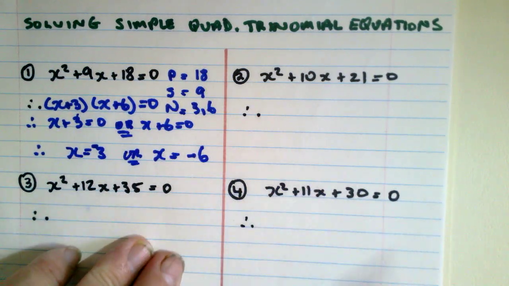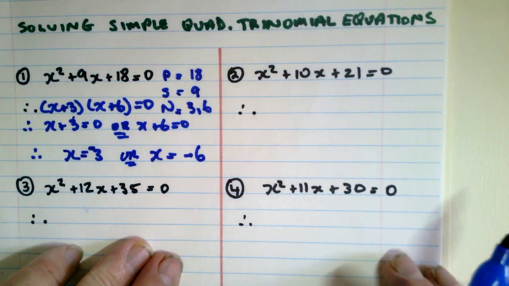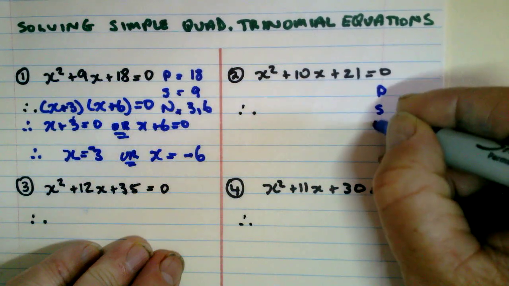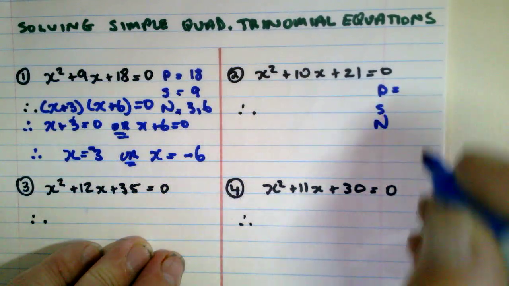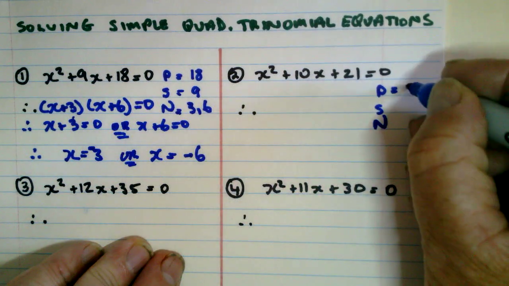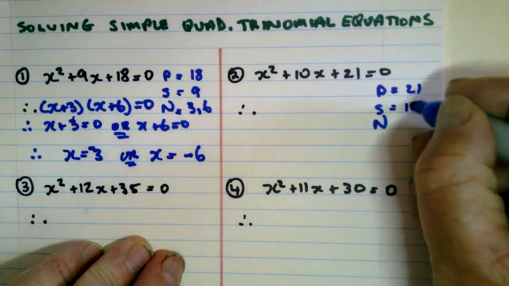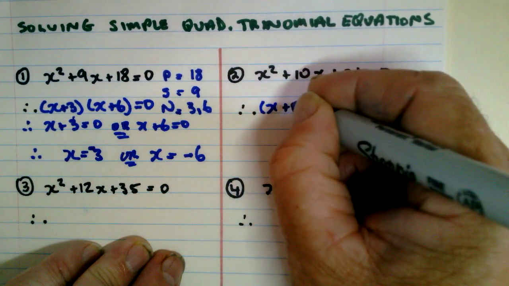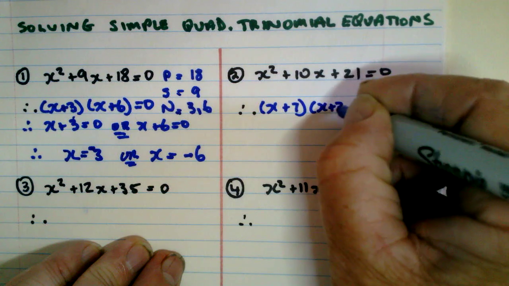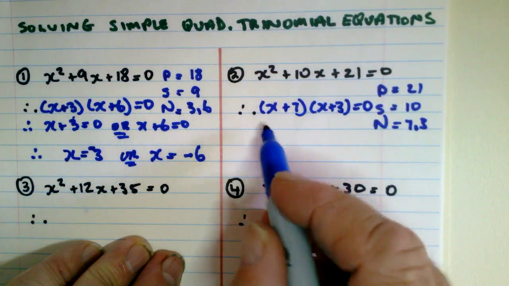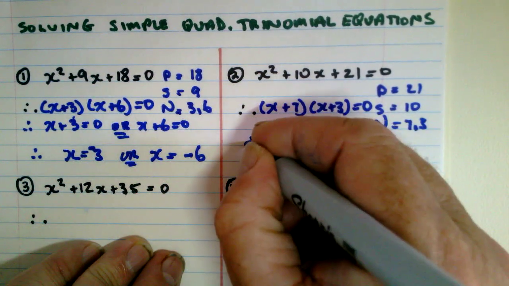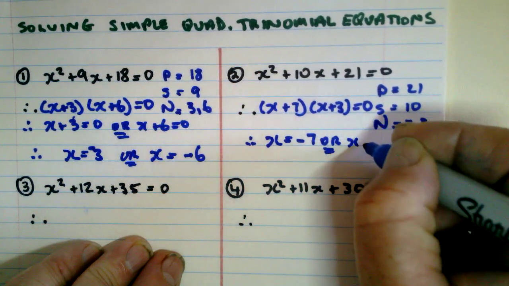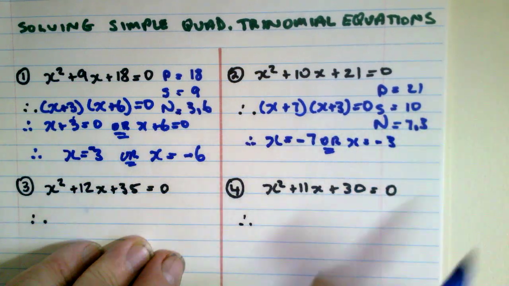All right, across to equation 2. Now we know from previous, well, let's just revise it, but we did factorise the left-hand side before, where the product was 1 times 21 is 21, sum 10, and we found the numbers were 7 and 3. So therefore (x + 7)(x + 3) = 0. Null factor theorem, reverse that sign, we've got x = -7 or x = -3.